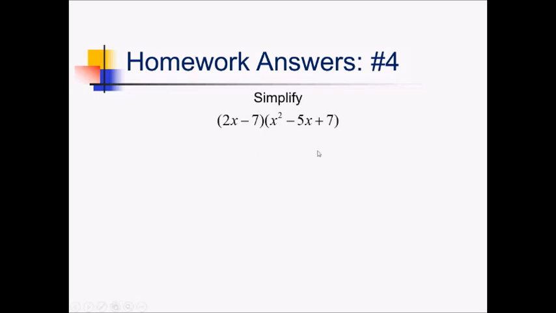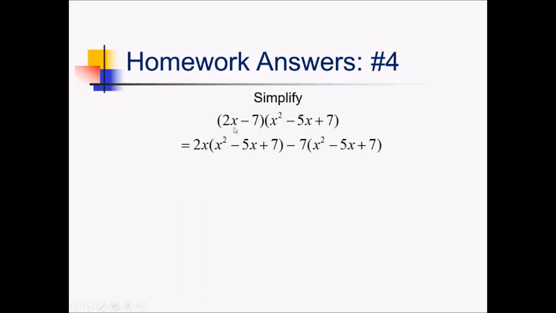On this problem, to simplify, I'm multiplying these parentheses together, which means I have to distribute both the 2x and the negative 7 to this whole second parentheses. So I'm just going to write this next part out. I've got 2x times that whole second parentheses minus 7 times that whole second parentheses. And you don't have to necessarily show this step to get full credit, but I think it's helpful to write it out just so you know what you're actually multiplying together.